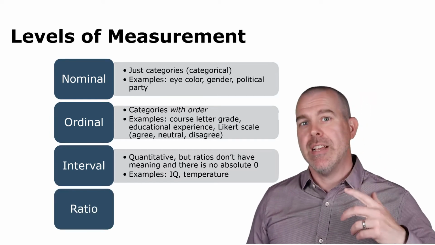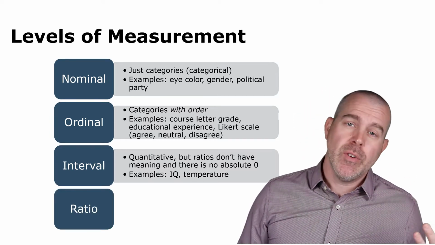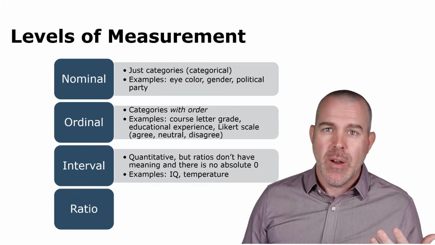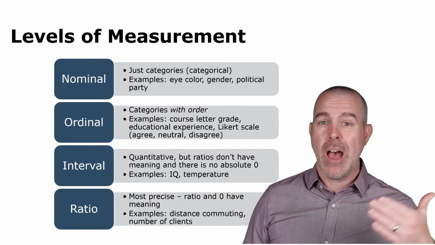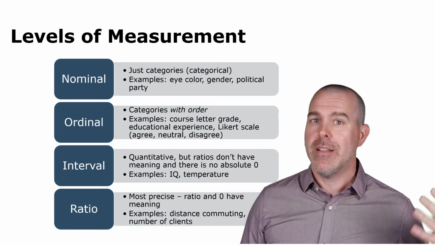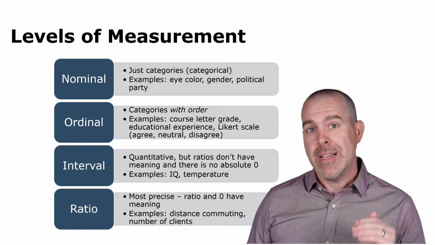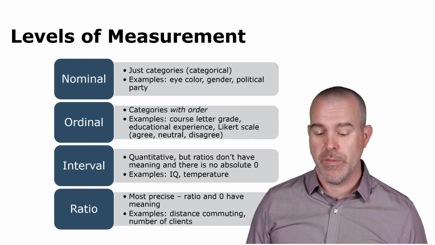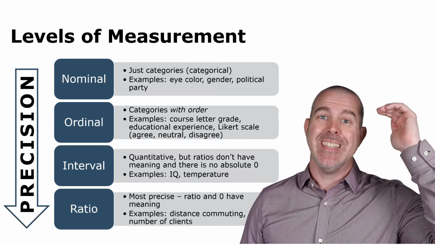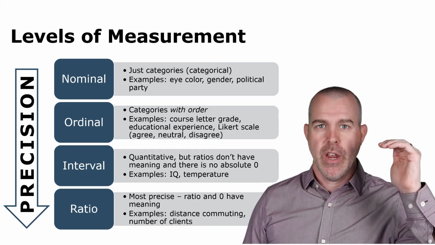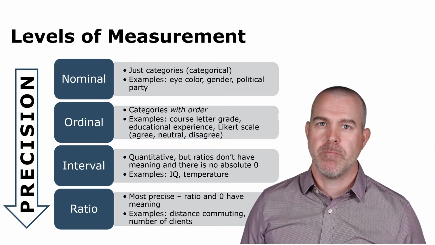Okay, the last one is ratio. So if interval didn't have ratios with meaning, and there was no absolute 0, now these ratios have meanings. So something that you're counting, somebody has twice as many as somebody else, 8 is twice 4, etc. And there is an absolute 0. So those are ratio variables. And the level of precision is downward here. So nominal is the least precise, then ordinal, interval, and then finally ratio.